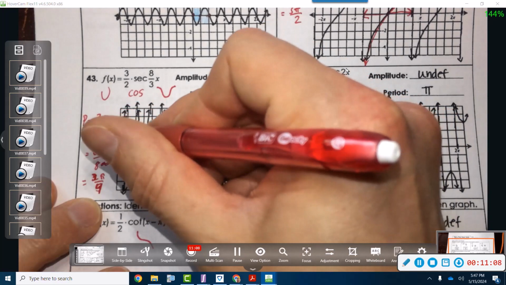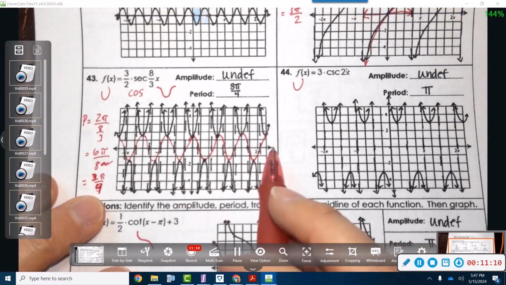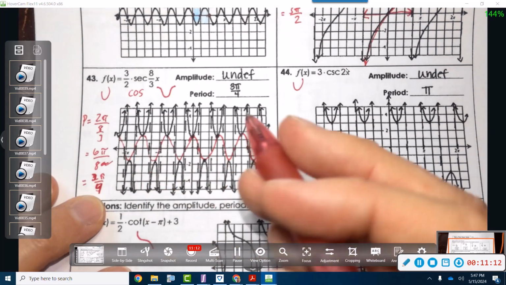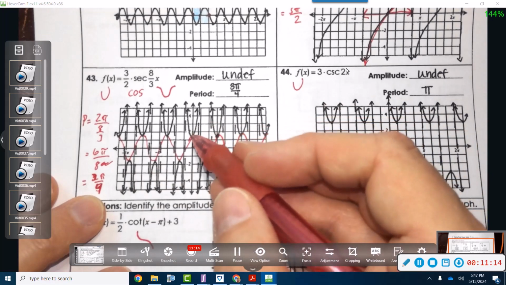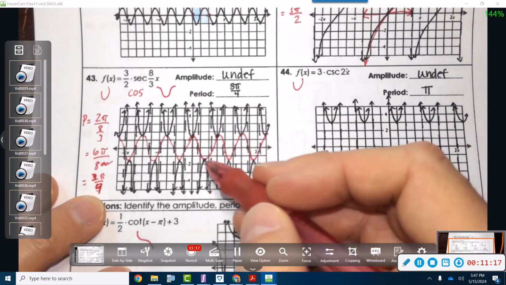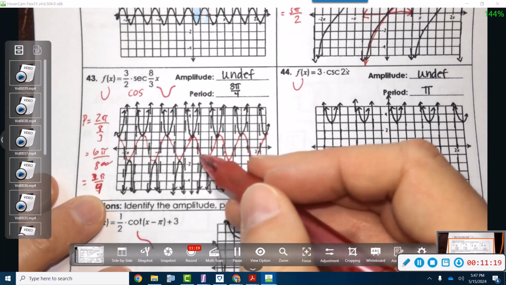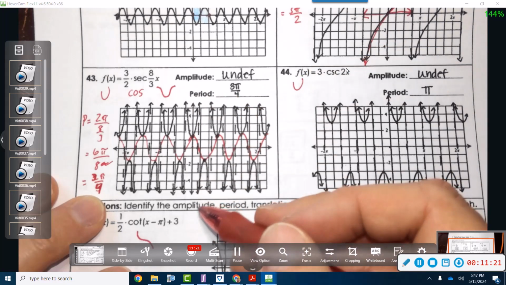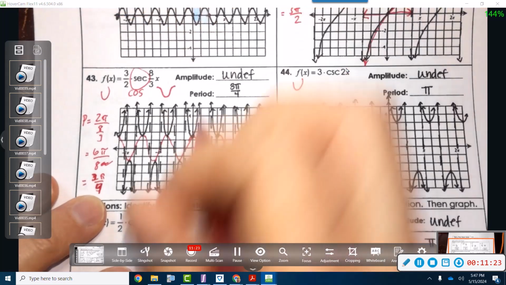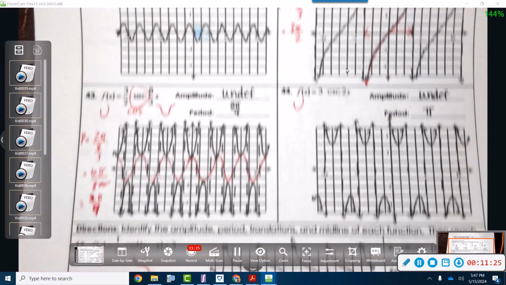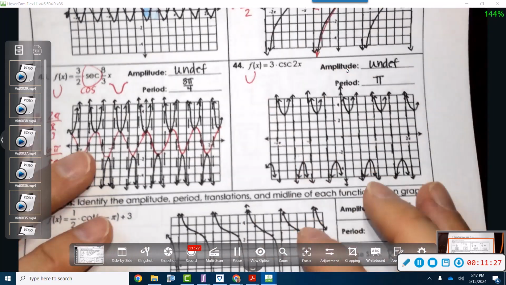Graph this guy first, do it very faintly, and then be ready to erase it so that all the upper ones go up, all the lower ones go low. Okay? Wherever he hits 0, that's where the asymptote is. And that's all you have to do for secant. So if you can graph cosine, secant is just a nice little obvious extension.